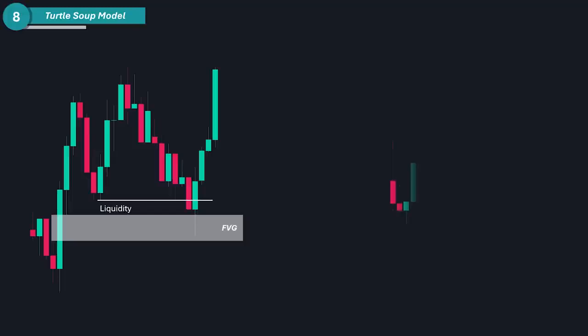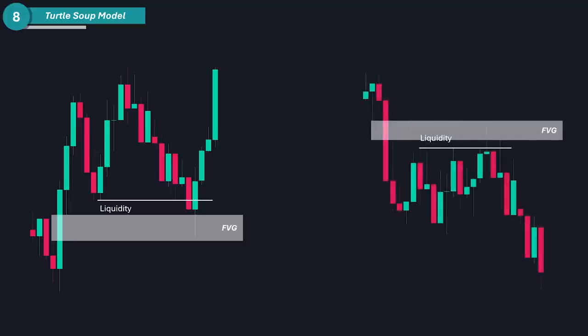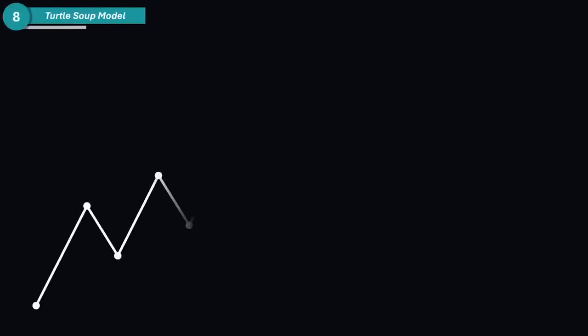Similarly, a bearish turtle soup occurs when price sweeps liquidity above a recent high or a group of highs while resting below a bearish fair value gap. The psychology behind this setup is the same as the post-hunt entry model. Imagine the market is in a clear uptrend.